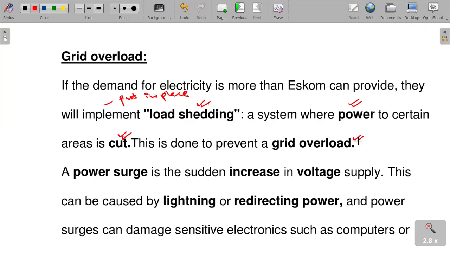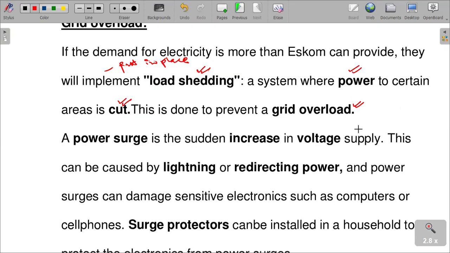So in other words, class, understand that load shedding is an approach put in place by our service provider of electricity in order to avoid grid overload by cutting off electricity from other areas. So therefore, the overloading cannot exist.